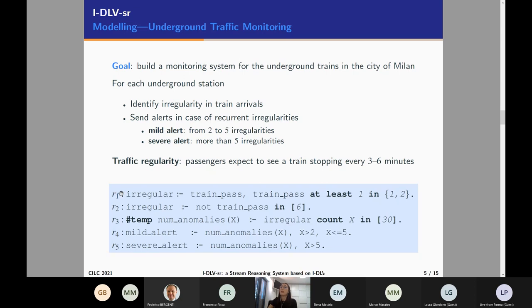So, let's see the specific rules. The first rule says that we have an irregular event if we observed a train in the last 1 to 2 minutes and we are observing another train in the current minute. The second one covers the case in which no train was observed in the last 6 minutes. The third one allows us to count how many irregularities we detected in the last 30 minutes, while the last two rules allow us to check which kind of alert to send on the basis of the num anomalies value.